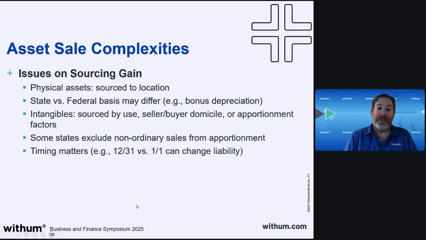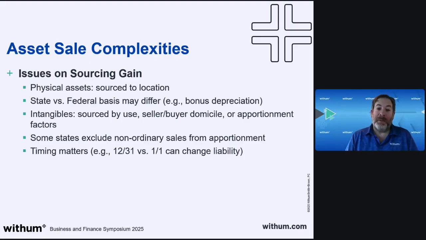So asset sales, there's also issues on sourcing gain. Physical assets, that's usually pretty easy. I mean, you should know where your physical stuff is, and that's generally sourced to the location where it was located on the date of sale, which again could create issues when you're dealing with mobile property. But again, physical stuff, you usually know where it is, even if it's mobile. But there's complexities in that where, again, you might have different state versus federal basis. For example, almost every state decouples from bonus depreciation, which means that you may have a very different basis for state purposes than you do for federal purposes.